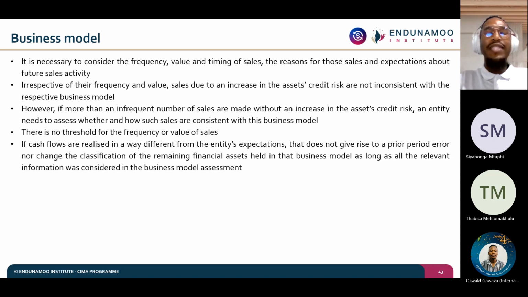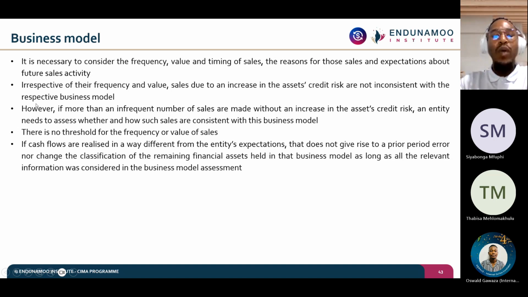I know that many students struggle with the idea of having a financial asset in the form of a loan and selling it. There are entities such as debt collection agencies that actually buy these debtors' books to collect the contractual cash flow. So if I, for instance, am owing you money as part of a portfolio of debtors that you have, you could sell it off to someone else and you get the money today instead of having to wait for 5 years while I make part payments towards the loan. And so irrespective of the frequency and value, sales due to an increase in the asset's credit risk are not inconsistent with the respective business model.